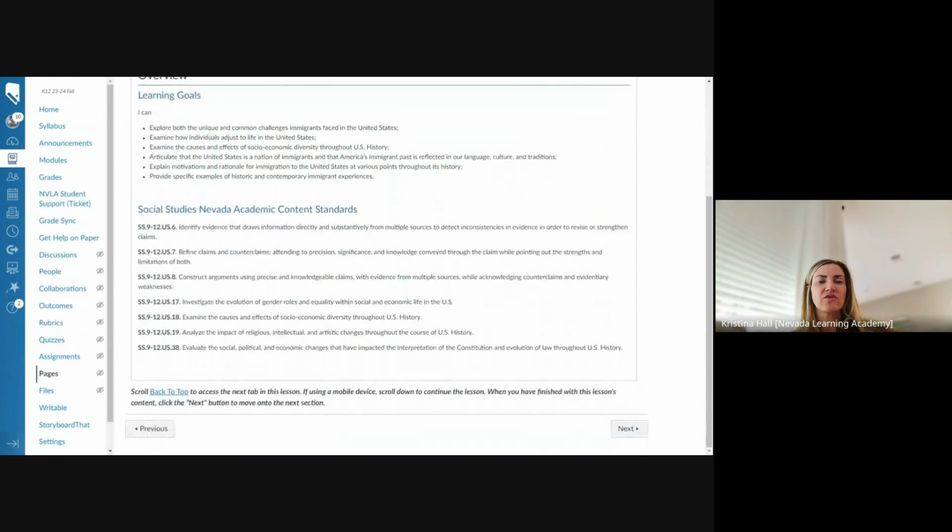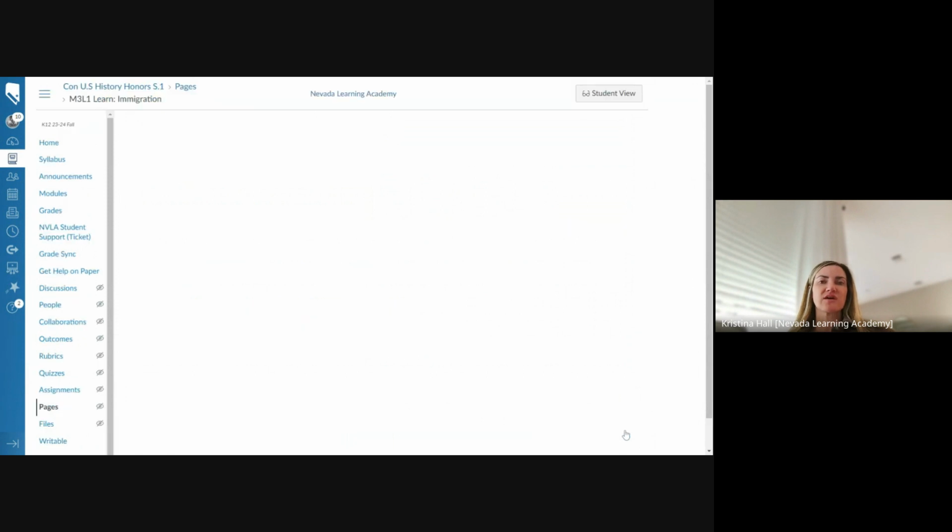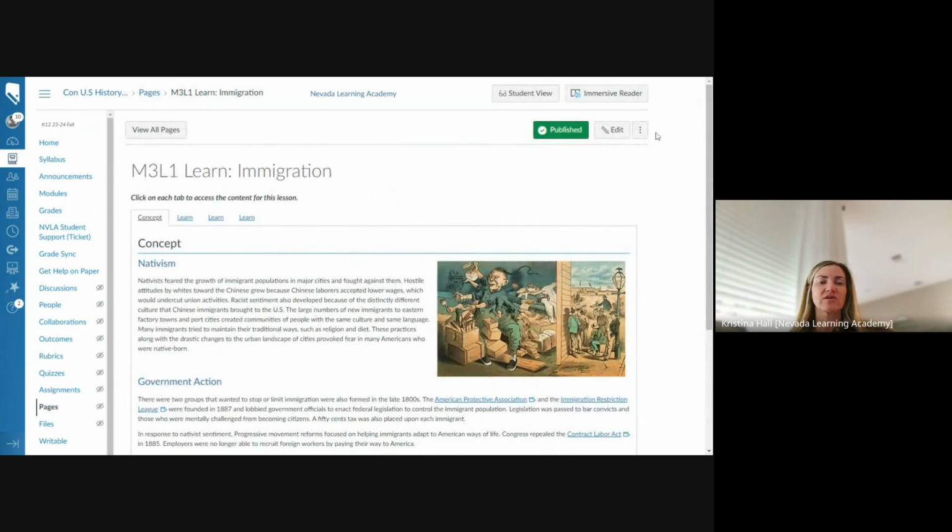Our overview gives us the learning intentions: looking at unique and common challenges with immigration, examining how individuals adjust to life here, causes of socioeconomic diversity throughout national immigration, where people are coming from, what languages and cultures they are bringing with them, and motivations and rationale for immigration. Why do people want to come here? There's a lot to be critical of in our country, but there are a lot of really good things about it. Why do so many people want to come here? I think that is something to acknowledge. No country is perfect, and we definitely have a lot of things going for us that other countries don't, and that's part of the reason that we are sought out.